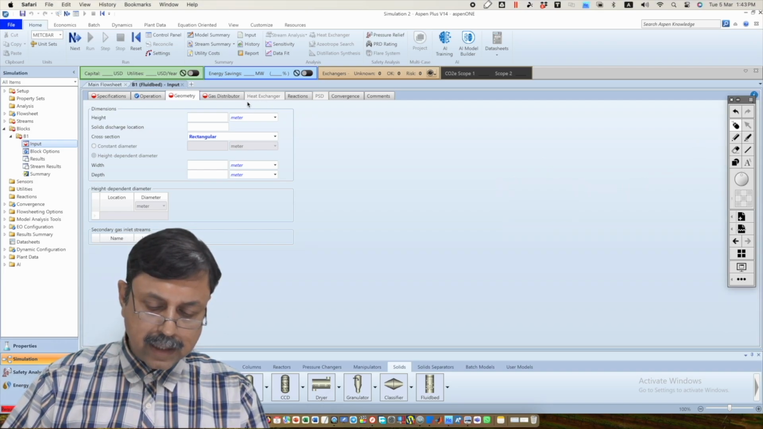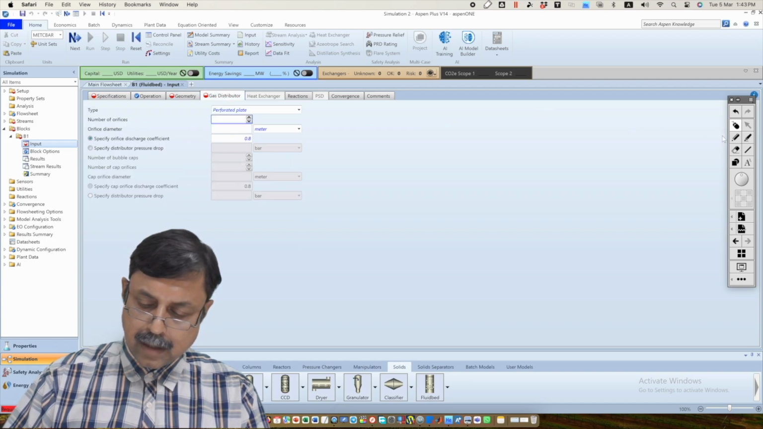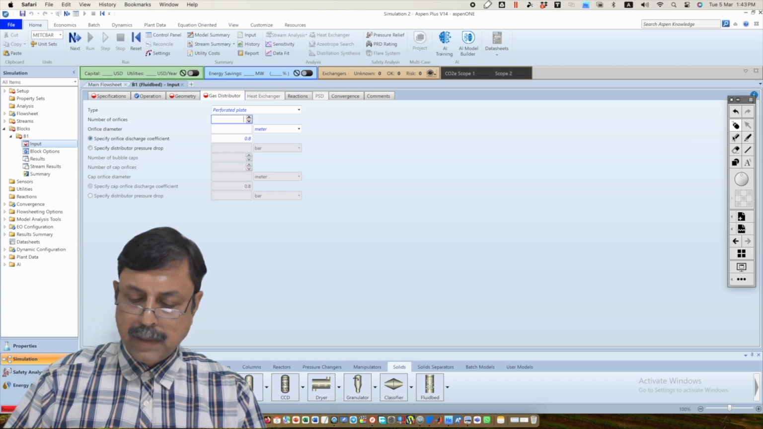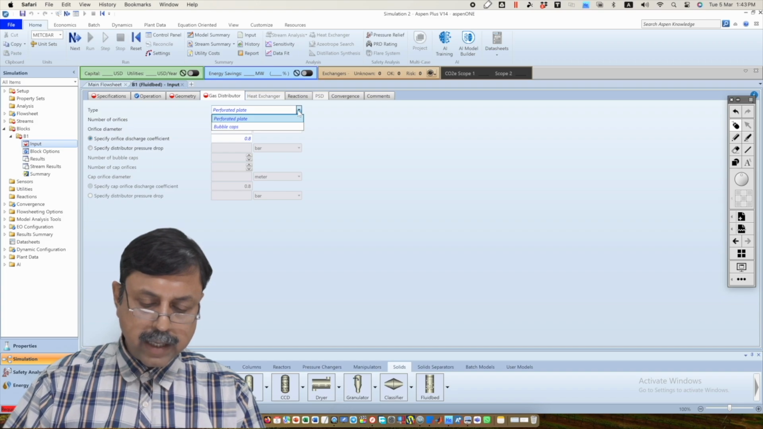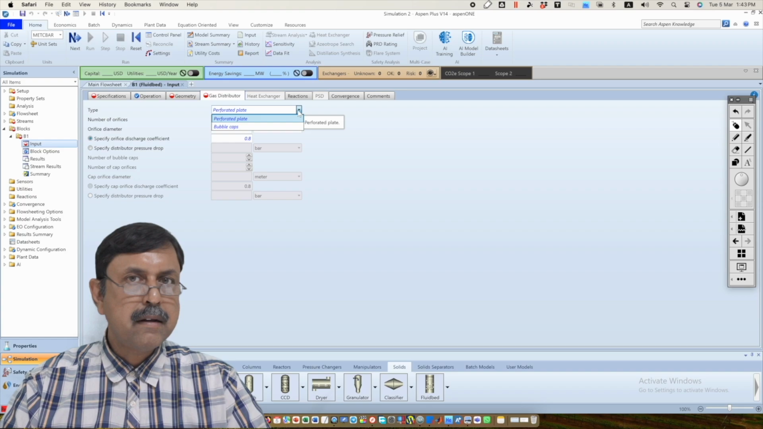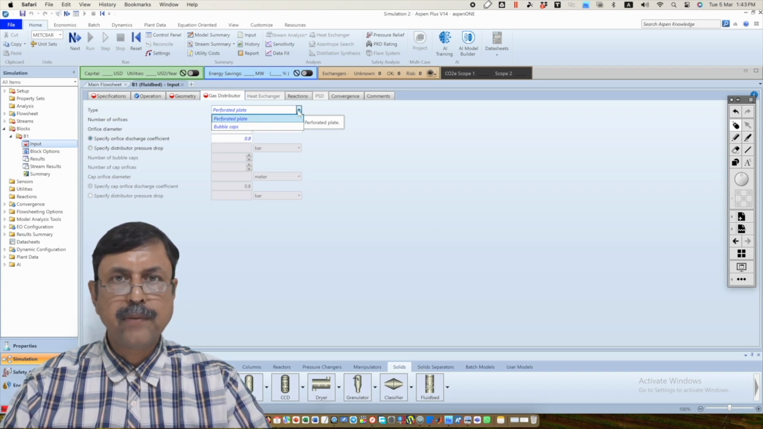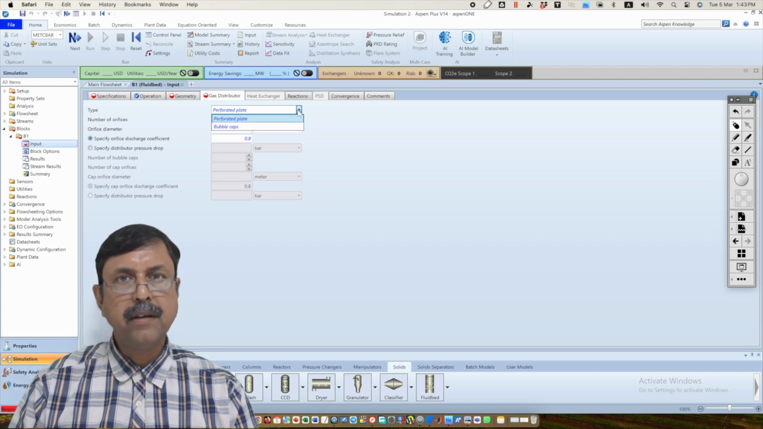Next comes the gas distributor. The gas distributor can be through a perforated plate or it can be through bubble caps. Both of them you are already aware of because you have studied these things when you studied the distillation column. In the distillation column also you may have perforated trays or sieve trays, or there might be bubble caps. The theory is the same. The operational principle is the same over here.